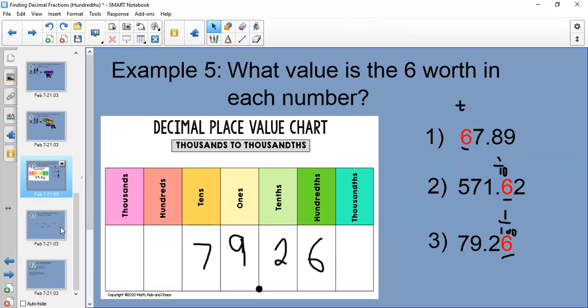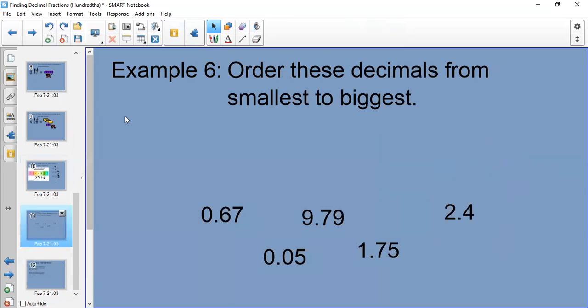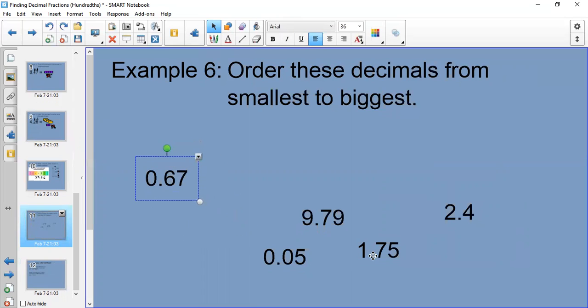Now, another example that I'd like to show you is when you are asked to order decimals from smallest to biggest. I actually find this easier than ordering fractions because all you need to really look at, first of all, if you've got a set of decimals, is your ones column. If the decimal doesn't have any in the ones column, then you know it's going to be very small. So for example, I've got 0.67 and I've got 0.05.